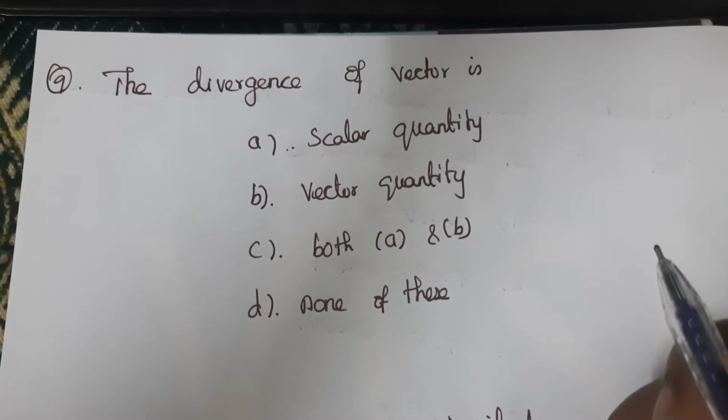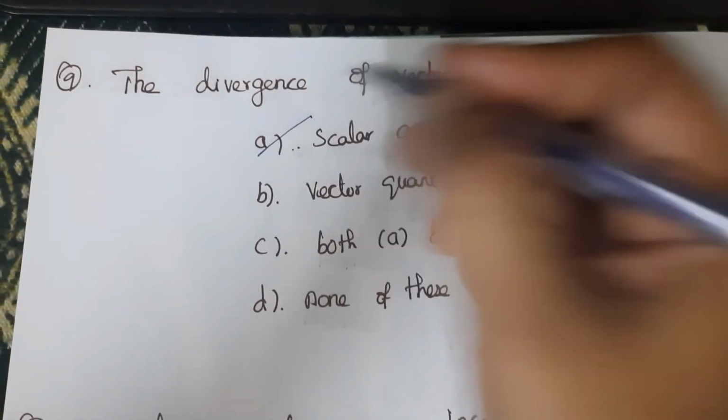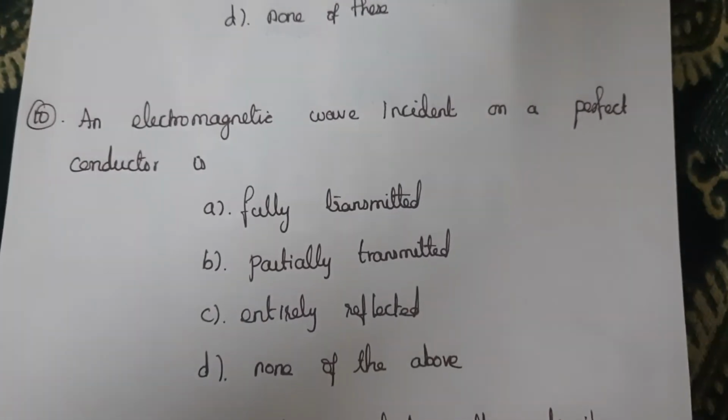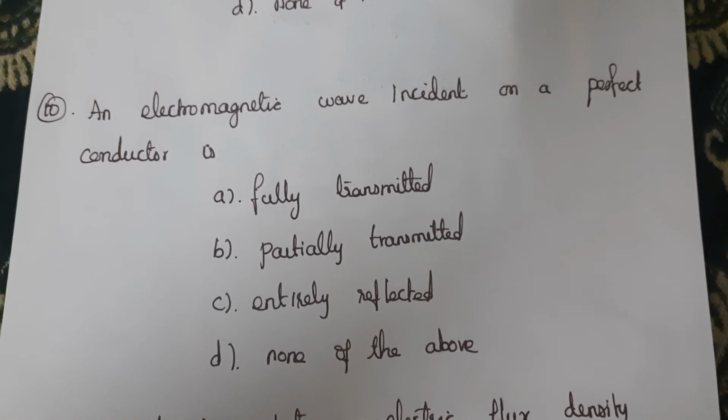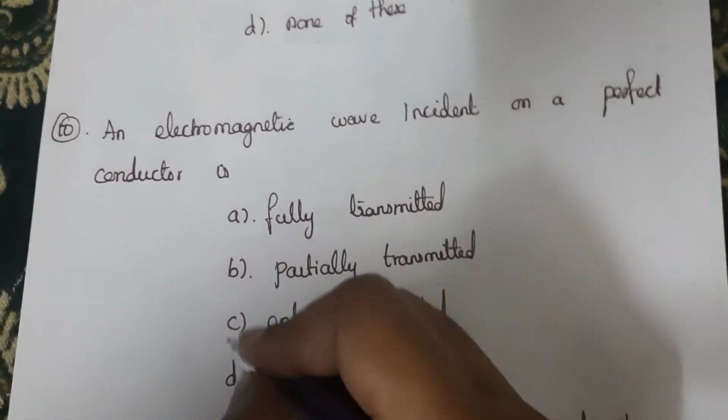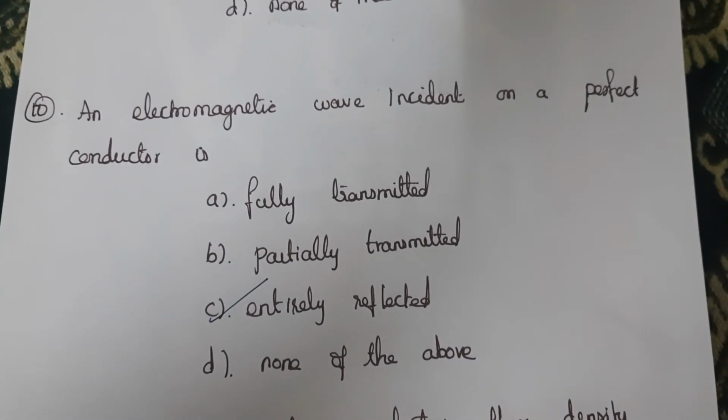Ninth question, the divergence of a vector is a scalar quantity. So answer here is A. Next question, an electromagnetic wave incident on a perfect conductor is entirely reflected. So here the answer is C. It is entirely reflected.